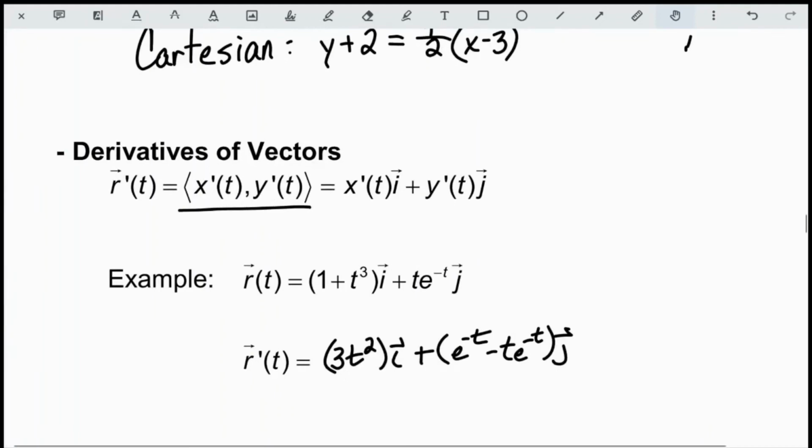In a lot of ways, when we work in component form or vector form or parametric form, however you want to refer to it, it's easier than what we did when we had y in terms of x because we're separating the x and the y out into very, very easy to work with equations typically.